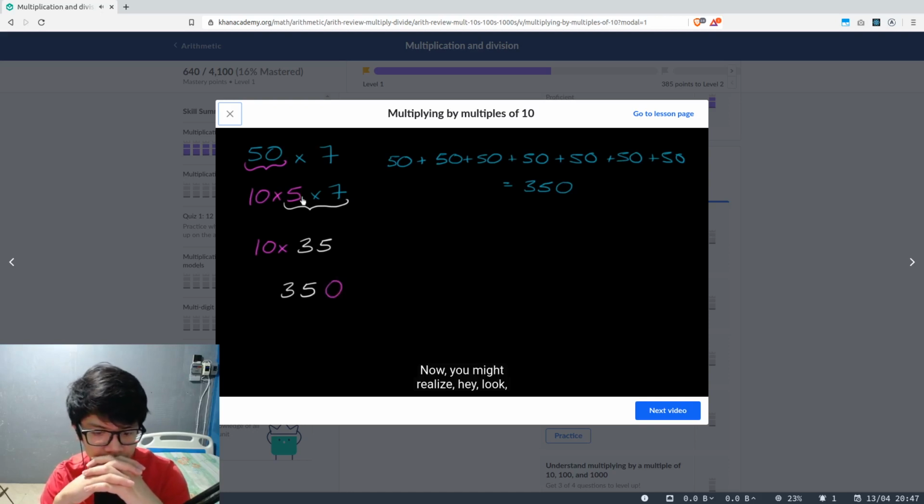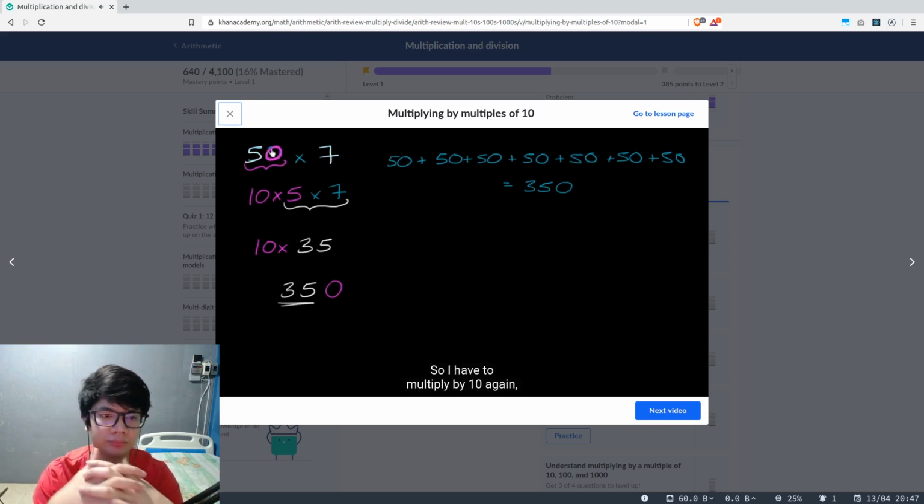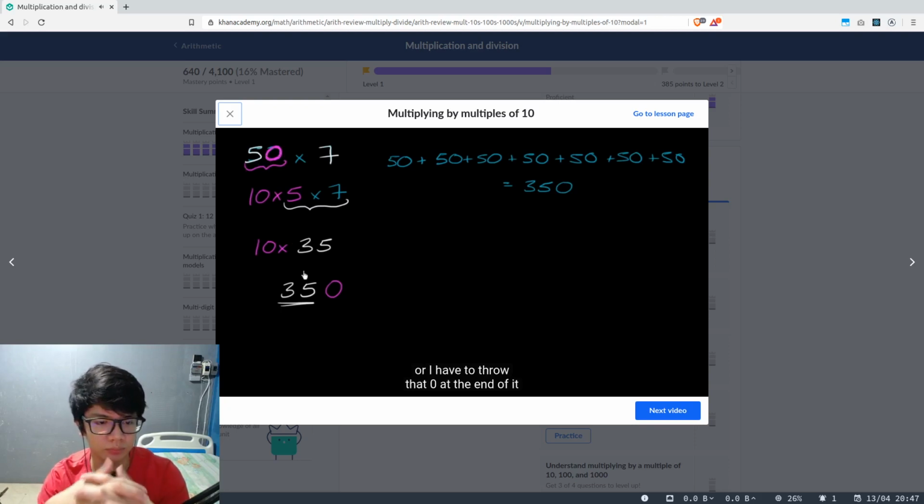Purple. Now, you might realize, hey, look, I could have just looked at this 5 right over here, multiplied the 5 times the 7, and have gotten the 35, and then not forgetting that it's actually not a 5, it's a 50. So I have to multiply by 10 again, or I have to throw that 0 at the end of it to get that 0 right over here. So 50 times 7 is 350. Cool.